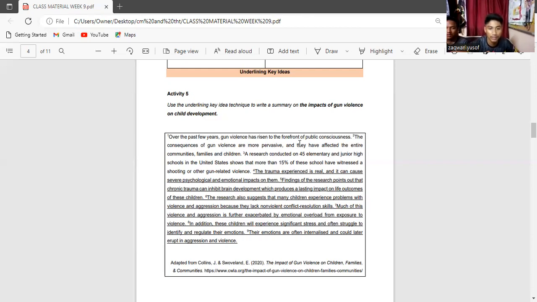In addition, these children will experience significant stress and often struggle to identify and regulate their emotions. Their emotions are often internalized and could later erupt in aggression and violence.